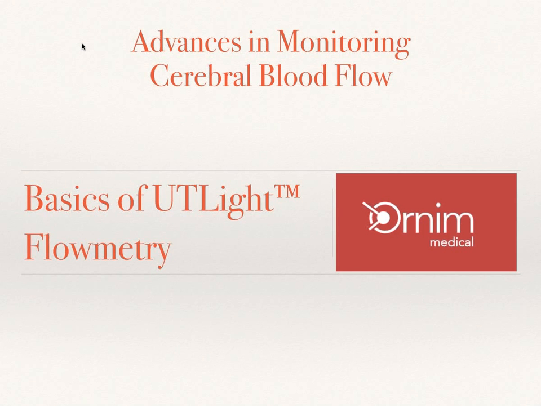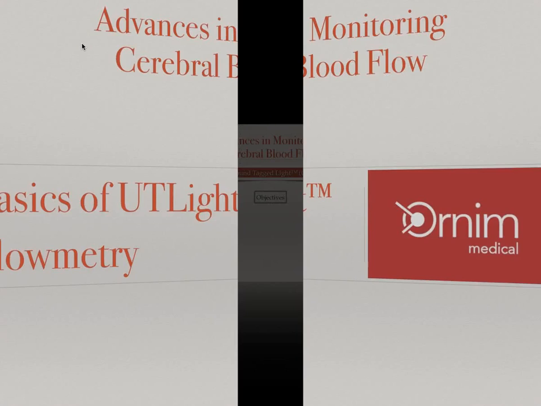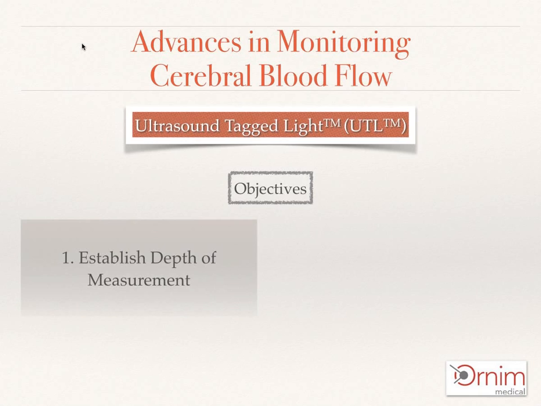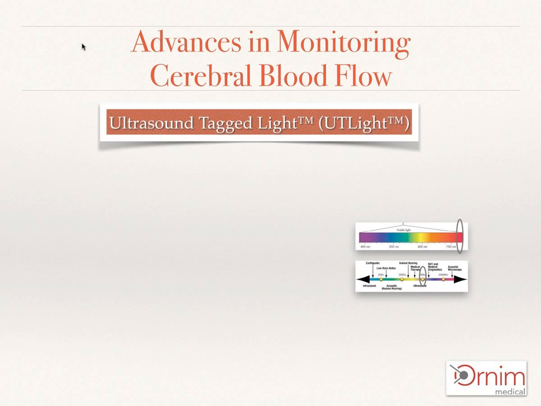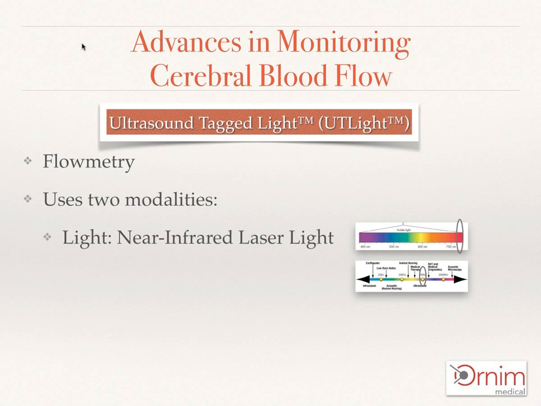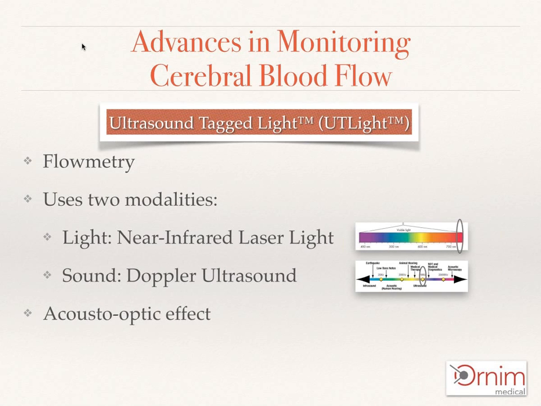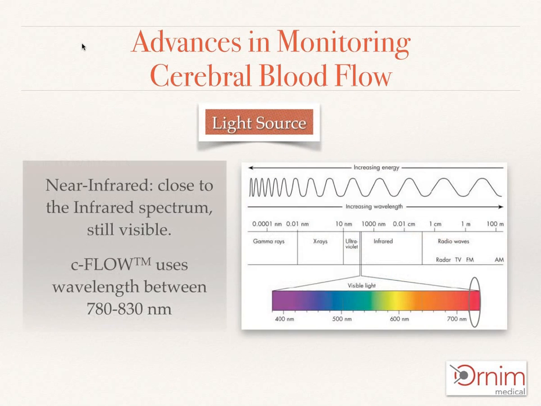So let's talk a little bit about the basis of UTLight and flowmetry and how it works. In ultrasound tag light, we have two objectives. One is to establish a certain depth of measurement in the brain, and number two is to establish the actual detection of flow. So when we're looking at flow with flowmetries, we're really using two different modalities that are combined into one. We're using near-infrared laser light, and we're also using Doppler ultrasound. So light and sound are combining to give us what we call the acousto-optic effect.